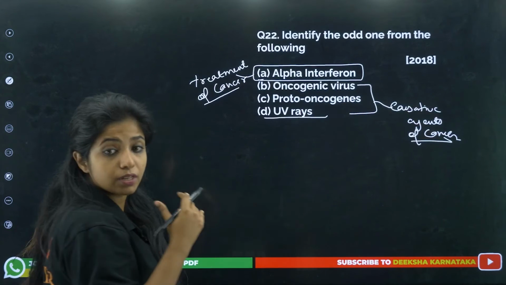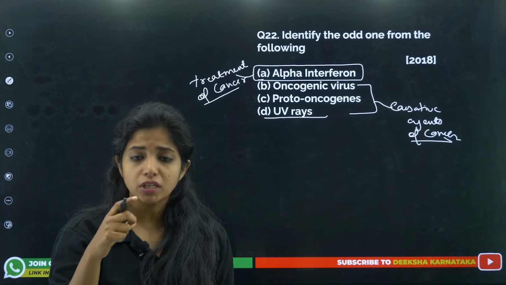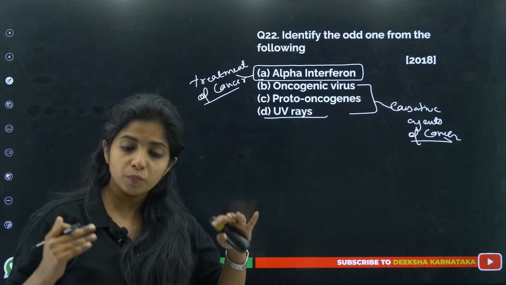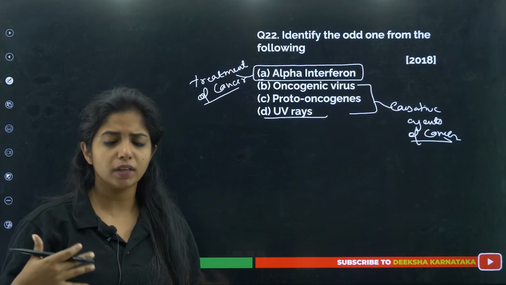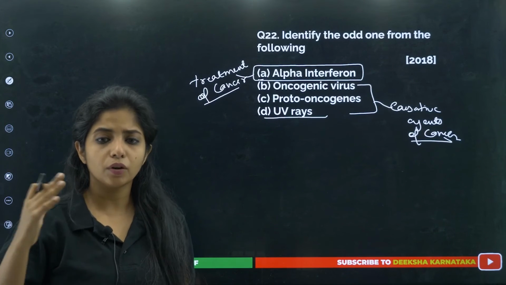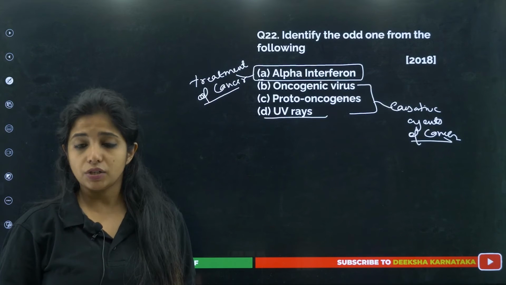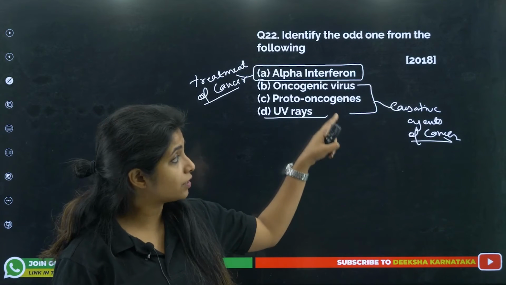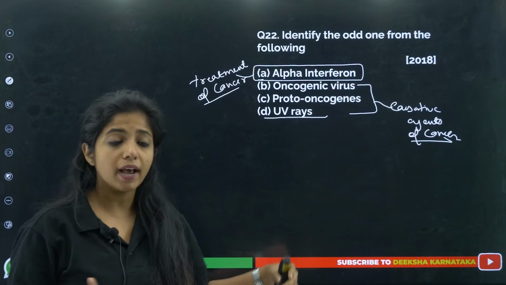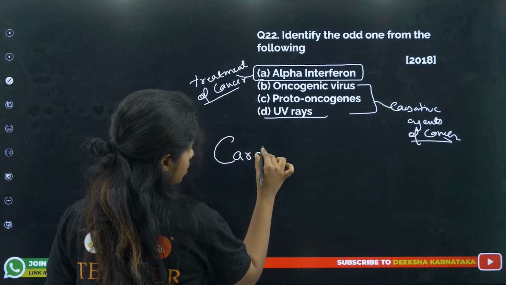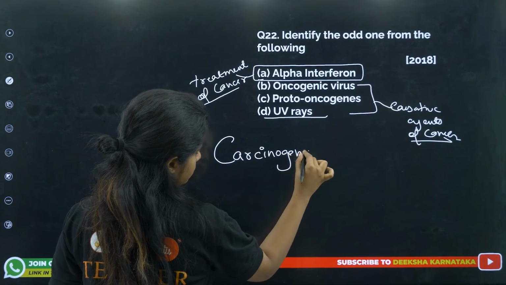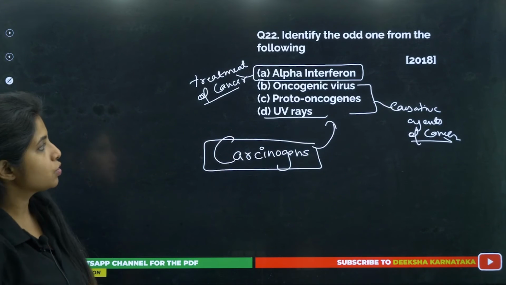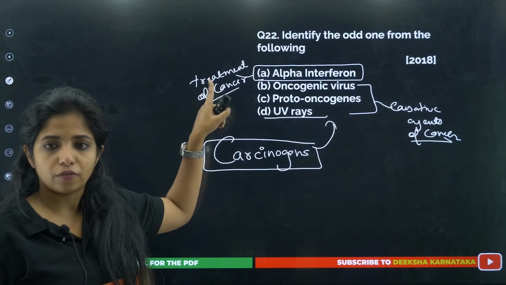Oncogenic virus means certain viruses which have the gene, oncogene, which when transferred to a human, the cell becomes cancerous. Proto-oncogenes are there in the human body, but in normal form they make their own protein. But when they are mutated, they can be cancerous. UV rays, again, are a physical form of carcinogen. The causative agents of cancer are known as carcinogens. So they are all carcinogens, my dear children. The odd one out will be this, because this is used for the treatment of cancer.